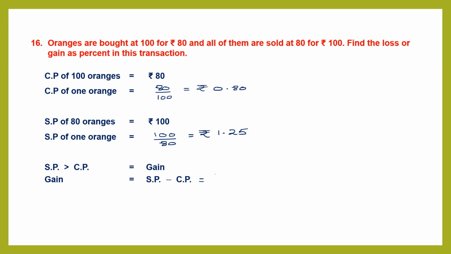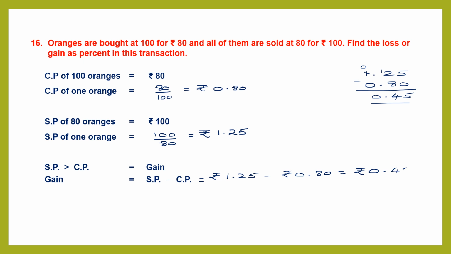And selling price is 1 rupee 25 paisa minus cost price, which is 80 paisa. So let's subtract these two and see what we get. So 1.25 minus 0.80. So 5 here. Now 2 we can't do, so we need to borrow from here. 12 minus 8 is 4. So that means the gain is rupee 0.45. That means the gain is only 45 paisa.